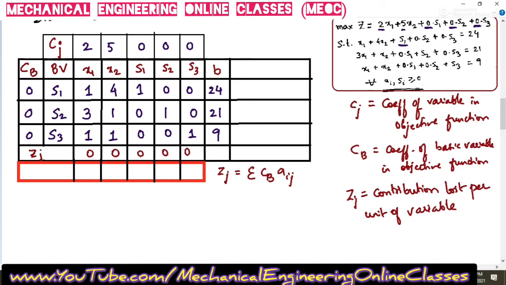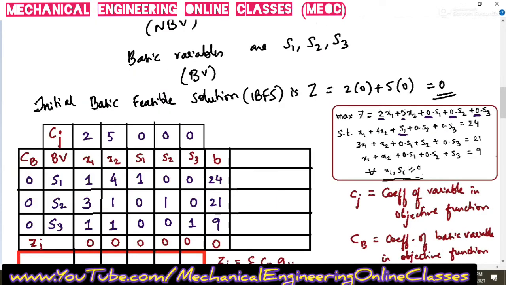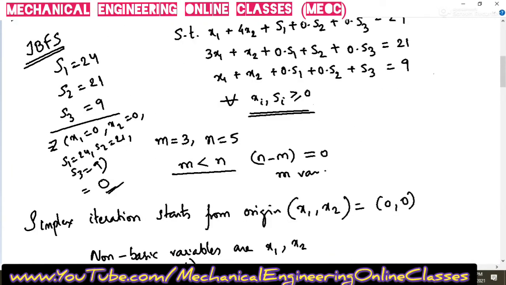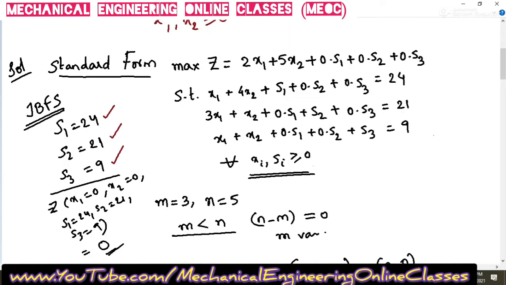And even under B, how do we find the final Z value? It is 0 into 24 plus 0 into 21 plus 0 into 9. That is nothing but 0. So this 0 is the initial basic feasible solution. That is what was obtained here, right? We got S1 as 24, S2 as 21, S3 as 9, but because the coefficients of S1, S2, S3 are all zeros, and whichever variables had a good coefficient were set to 0, ultimately Z became 0. This is our initial basic feasible solution, right?